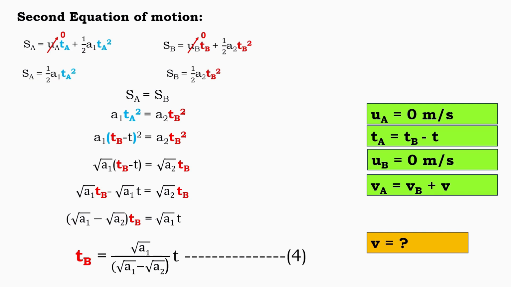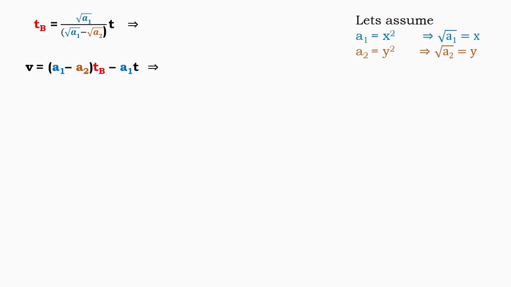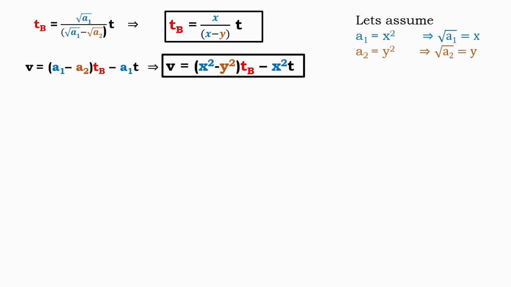I recommend pausing the video here and going through the algebra once on your own. Understanding this step will make the final substitution much easier to follow. Let us now combine equation 3 and equation 4 to obtain the final answer. At this stage, the algebra contains several square roots. To make the calculation cleaner, we will use a simple substitution. Let us assume that a1 equals x squared and a2 equals y squared. This means that square root of a1 becomes x, and square root of a2 becomes y. Using these substitutions, equation 3 and equation 4 take the simpler forms shown on the screen.